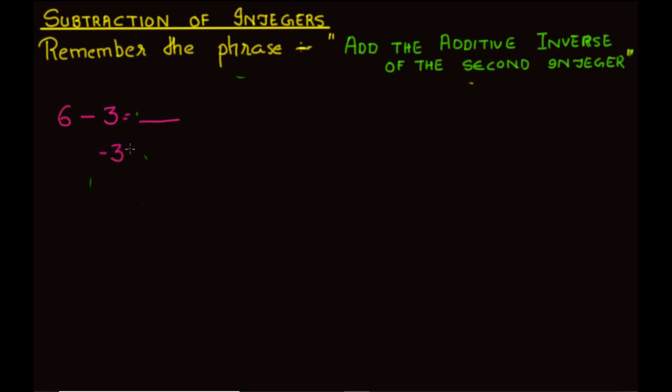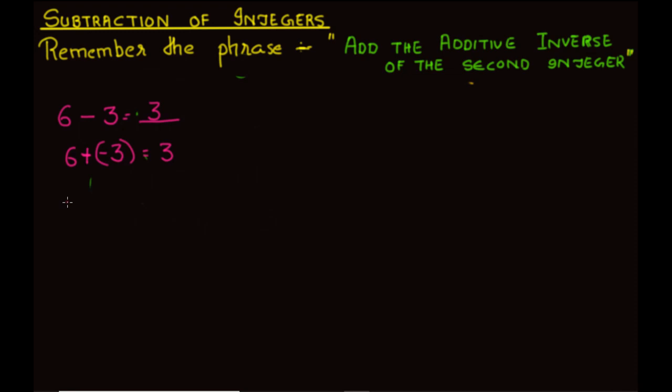Negative 3. So to subtract one integer from another, we take the additive inverse of the integer to be subtracted and add it to the other integer. Do you see that? So now it follows the addition rule out here. So 6 added to negative 3, how much do we get? We get a 3. So 6 minus 3 is 3.